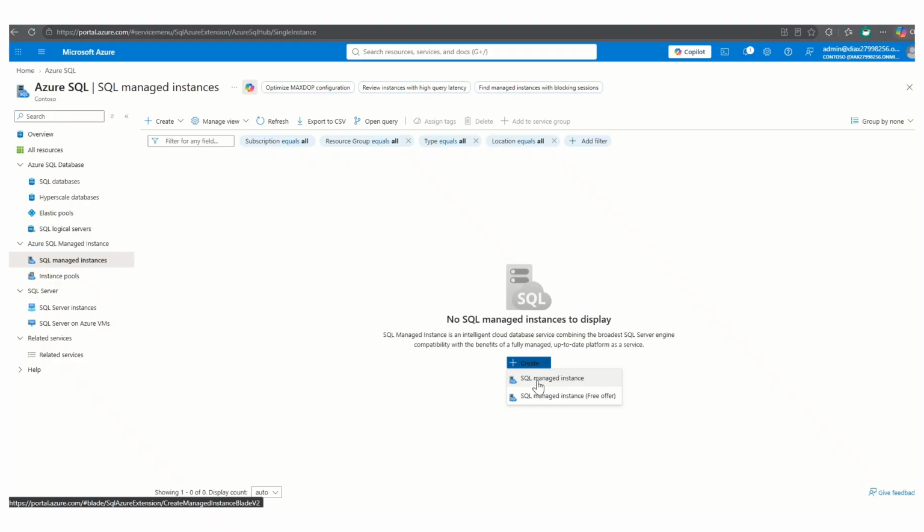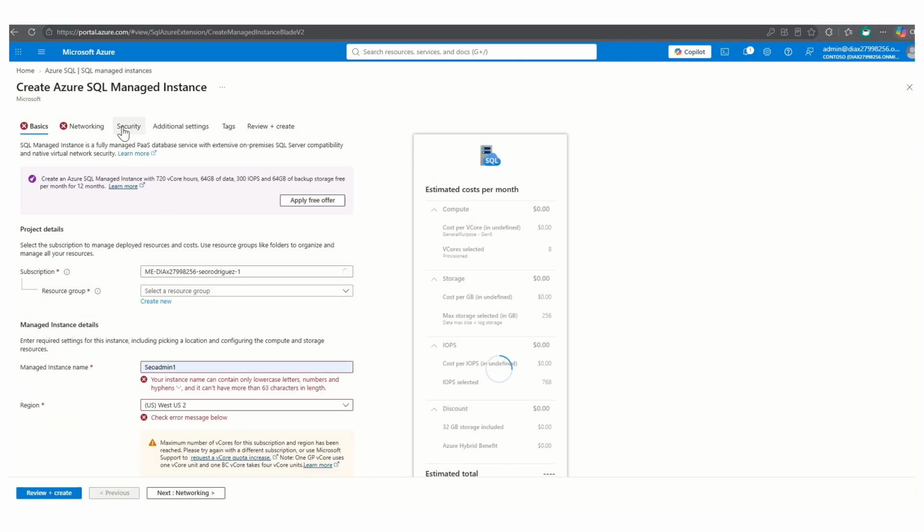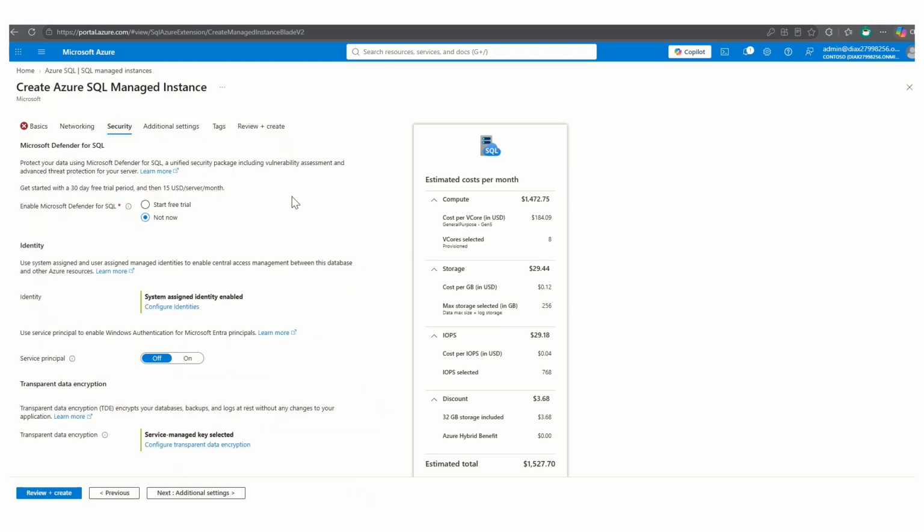Basically, the managed instance has a lot more stuff, and this is what I was talking about. Even though we cannot go through and finish it, at least you see some of the stuff over here. In security, protect your data using Microsoft Defender for SQL. There's actually going to be a video on that.